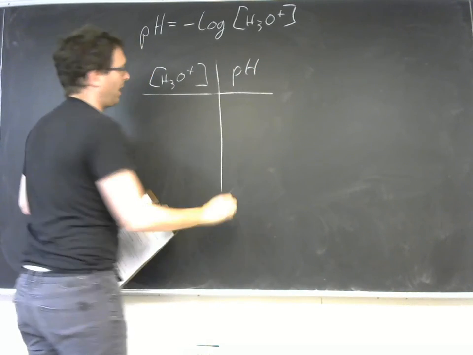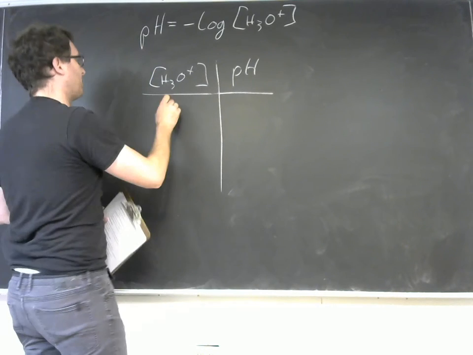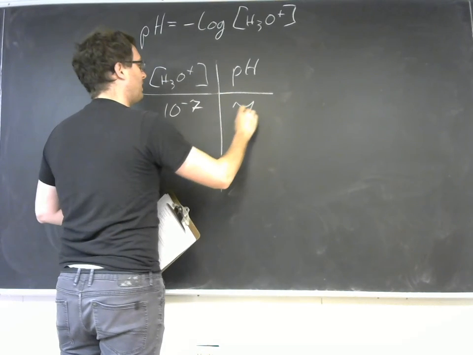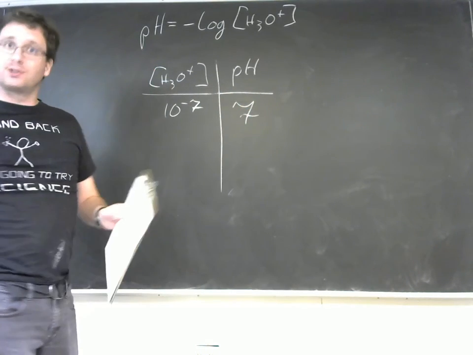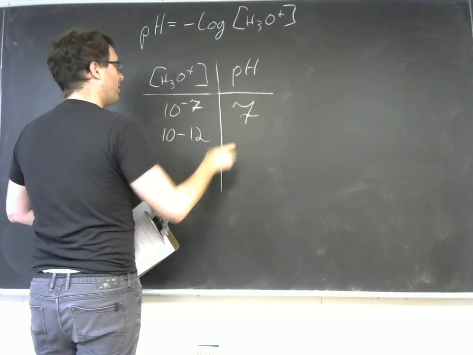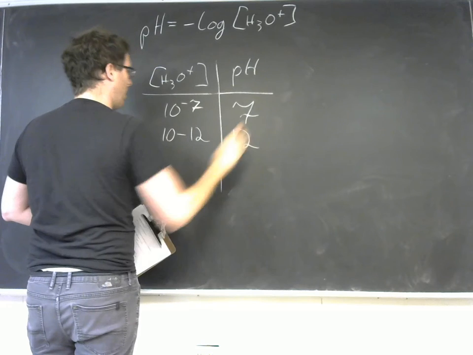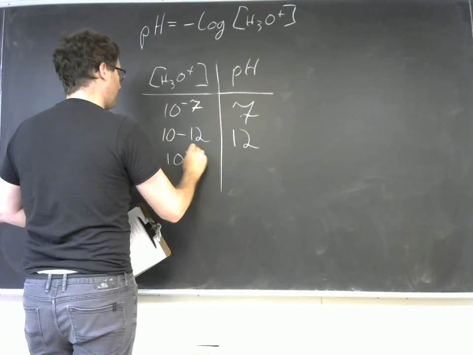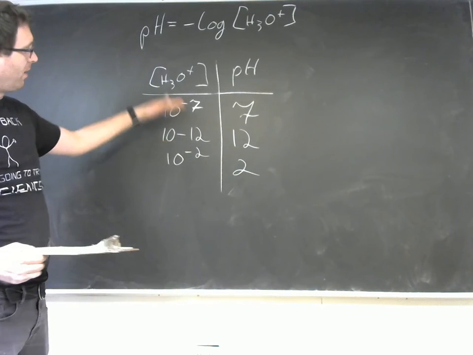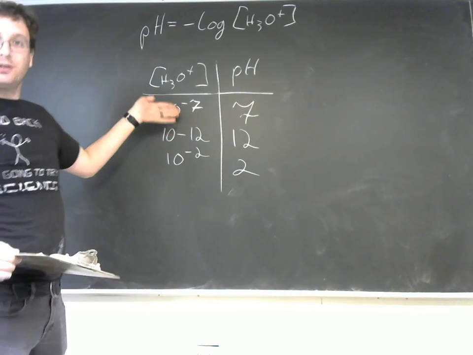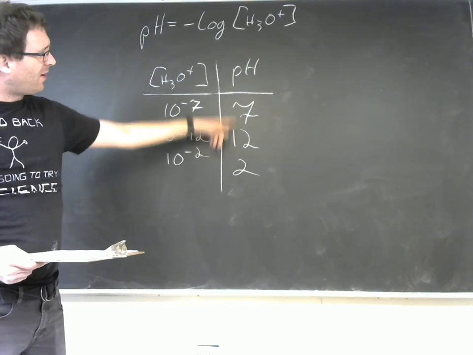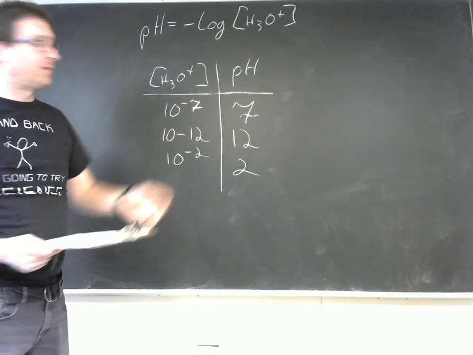Okay, if I use round numbers, then this is really easy. If I have something like 10 to the negative 7th, then the pH would be 7. That is a neutral solution. If I have 10 to the negative 12th, then the pH is going to be 12. If I have 10 to the negative 2nd, then the pH is going to be 2. And so you see these are different from each other by billions. It's many orders of magnitude difference, and they're all condensed down into some simple numbers.